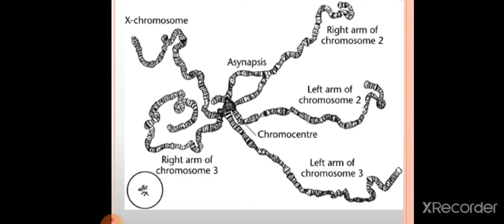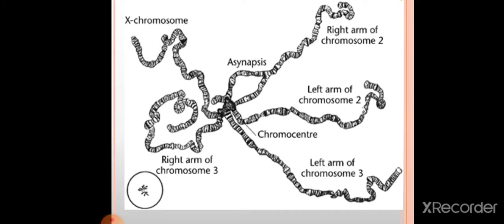One long limb corresponds to the X chromosome, and the remaining long limbs are the arms of the second and the third chromosome. So in the figure you can notice there are 2 arms, the right arm and the left arm. So the right arm of the second chromosome is normally referred to as 2R, and the left arm of the second chromosome is referred to as 2L. Similarly, 3L means the left arm of the third chromosome, and 3R means the right arm of the third chromosome.